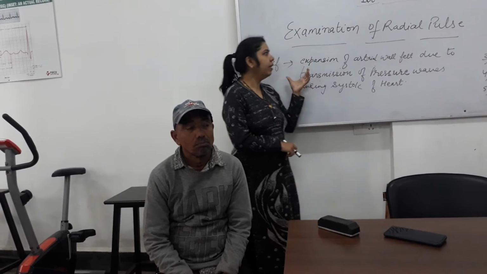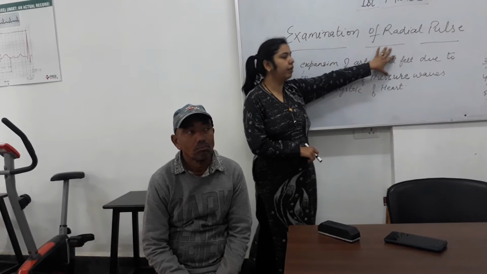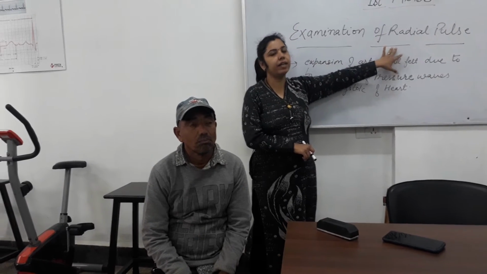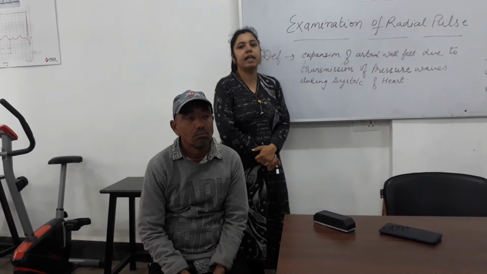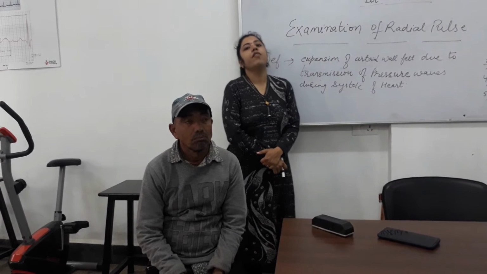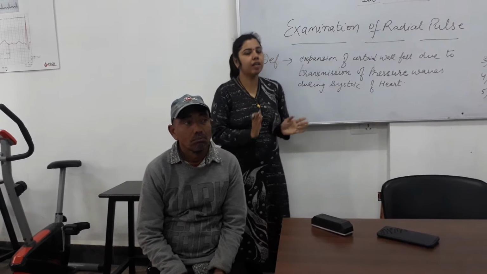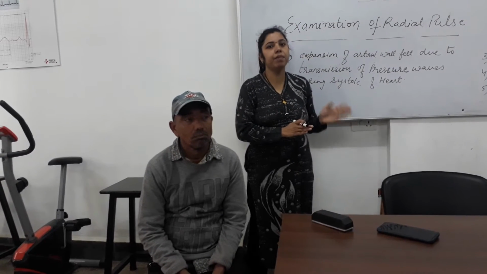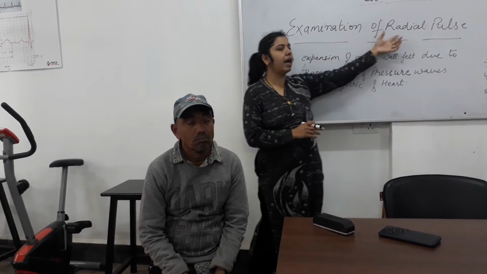Now, in spite of the examination of pulse in the radial artery, there are some other sites also where you can assess the pulse. That is the temporal artery, femoral artery, brachial artery, carotid artery. These are also some of the sites, but mostly we prefer the radial artery because it is easily palpable and easily accessible. It is felt over the head of the radius.